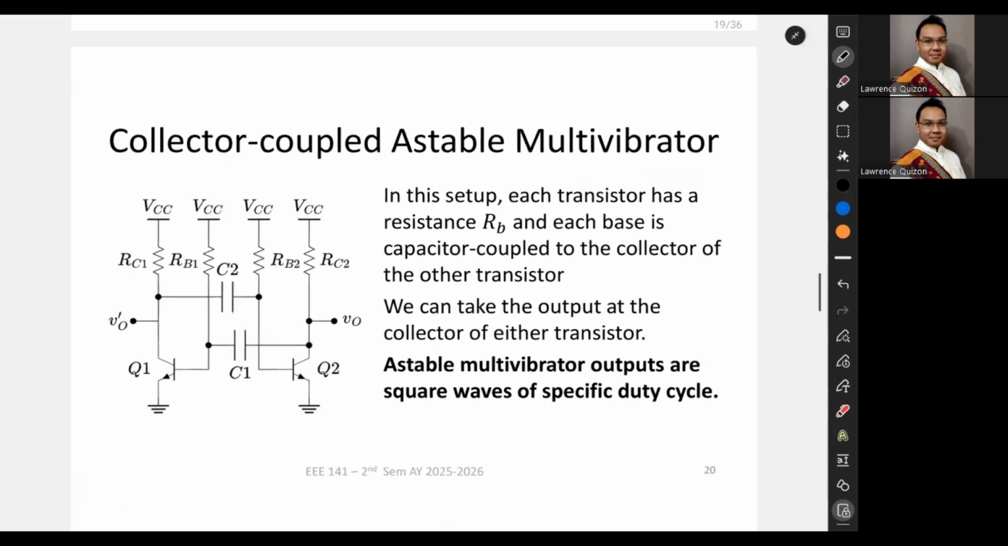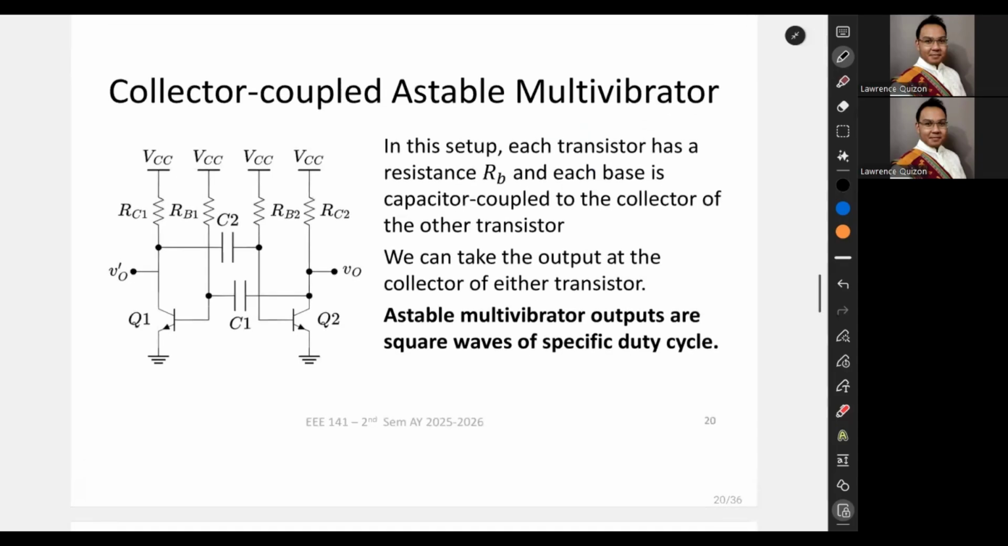So, first, let's talk about the collector-coupled astable multivibrator. In this setup, each transistor has a resistance RB, and each base is capacitor-coupled to the collector of the other transistor. So, we have base resistance, and then it's collector-coupled. Base resistance, and then it's collector-coupled. So, we take the output at the collector of either transistor.